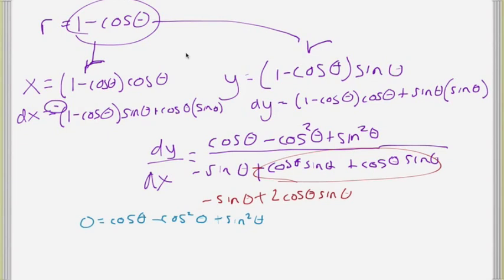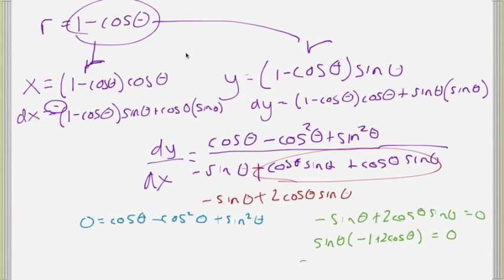And then to find our undefined slopes or our vertical tangents, we would set that denominator equal to 0 and solve. This is maybe not as bad. I can factor out a sine. So that gives me negative 1 plus 2 cosine of theta.